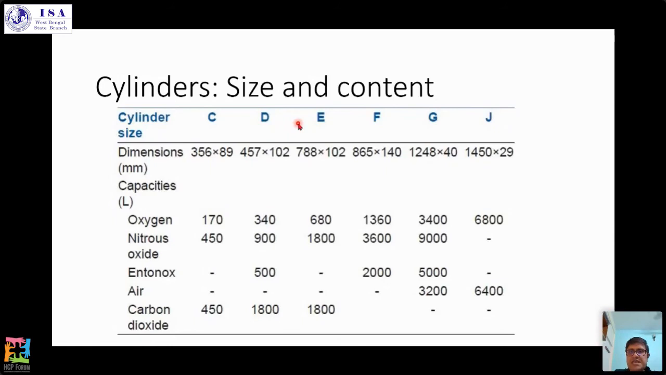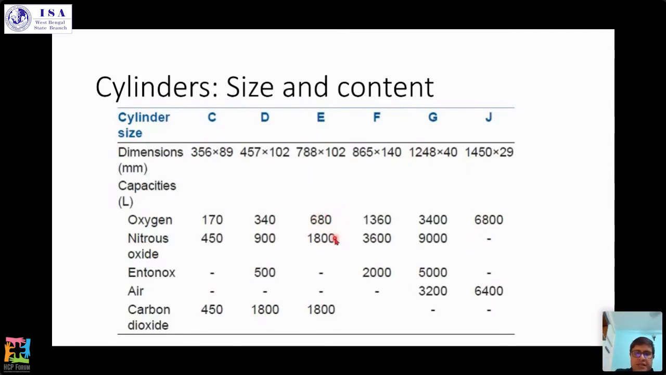The most common ones are the D, E and J cylinders. These are used in manifolds because they hold a large amount of oxygen. The nitrous is not here, but nitrous would be something around 14,000, 15,000 liters. And type E is most commonly fitted to the anesthesia machine for oxygen, and is also used as a portable source.